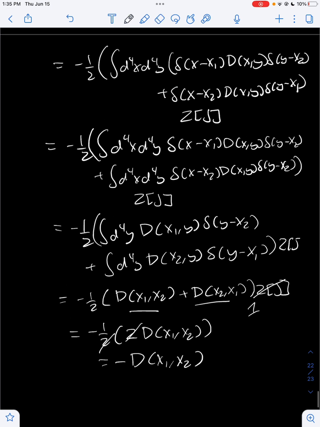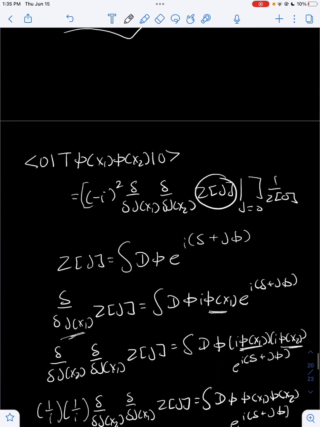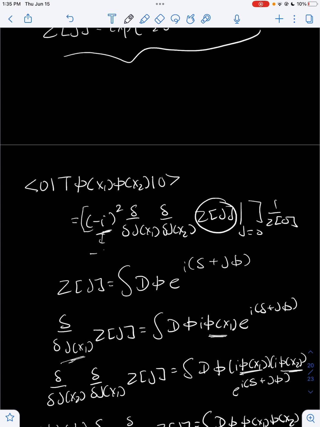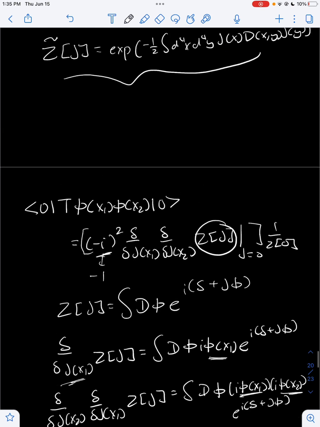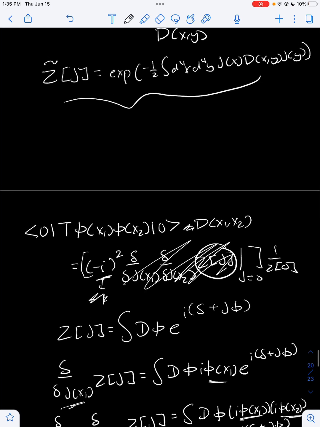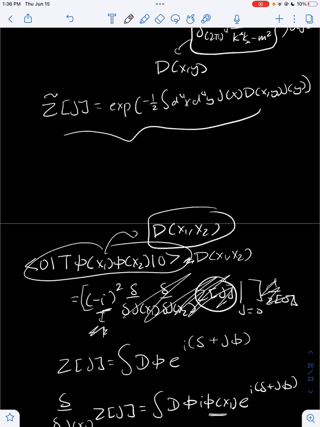And now what we can do is go back up here and look at this formula right over here. You see that we have to multiply by negative i squared. Negative i squared is going to be negative 1. So that means we have negative 1 times this whole thing, minus D(x1,x2), so this will cancel out with the negative over here. And then again, dividing it by that, we already did that. So our answer is D(x1,x2) for this thing over here. And that's the Feynman propagator.